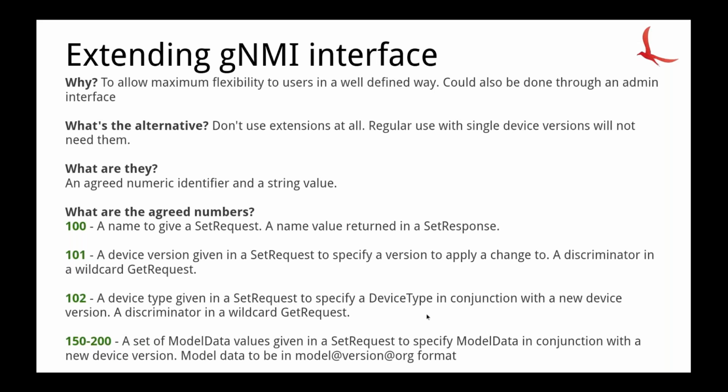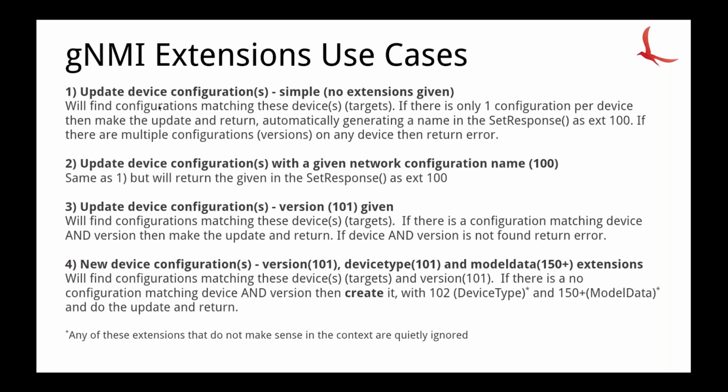So there's a number of use cases that it's supporting, right? Say, for instance, if we want to do a set, and I'll give an example of this on the real system. If I don't give number 100, then basically it goes off and finds configurations for this target that I've set, device 1. If there's only one configuration, it says it must be this one, and it makes the update and returns, and it generates the set response as extension 100.